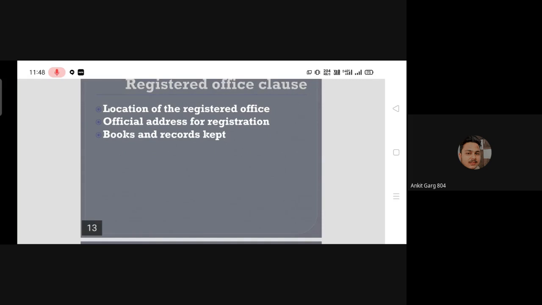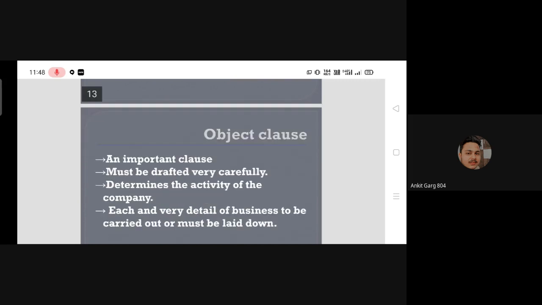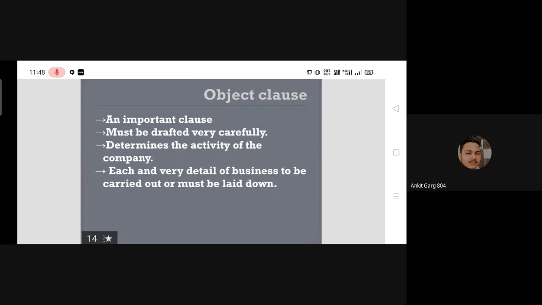Now let's talk about the registered office clause. The registered office clause contains the location of the registered office, the official address for registration, where books and records are kept. Object clause is a very important clause. It must be drafted very carefully. It determines the activity of the company. It determines what kind of activities the company wants to do. Each and every detail of the business to be carried out must be laid down.